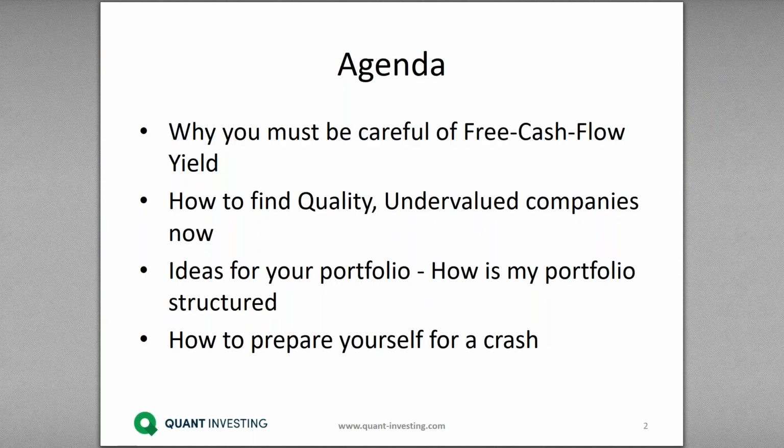Here's an agenda of what we're going to run through today quickly. As I told you in the email, I'm going to tell you something quickly that I found about the free cash flow yield indicator, why you should be careful of that at the moment, and how to find quality undervalued companies now, with the US market so overvalued. I'm still finding lots of companies that are really good quality, very undervalued, and have good stock price momentum, but they're not in the US because the markets there seem to be really, really overvalued.